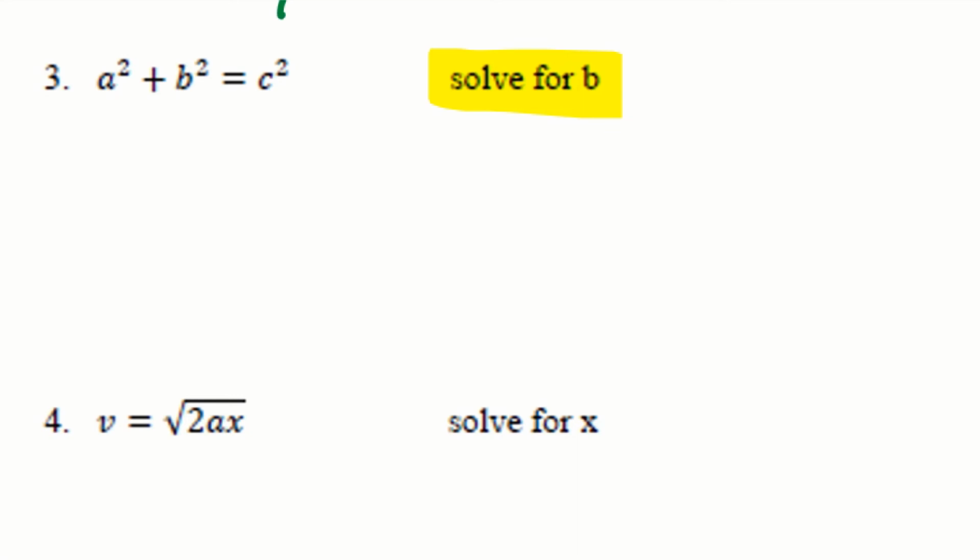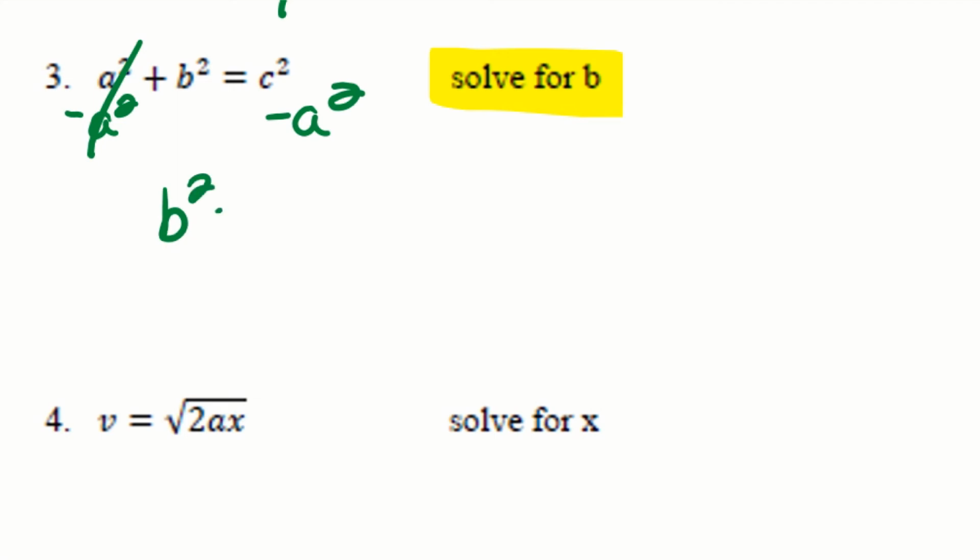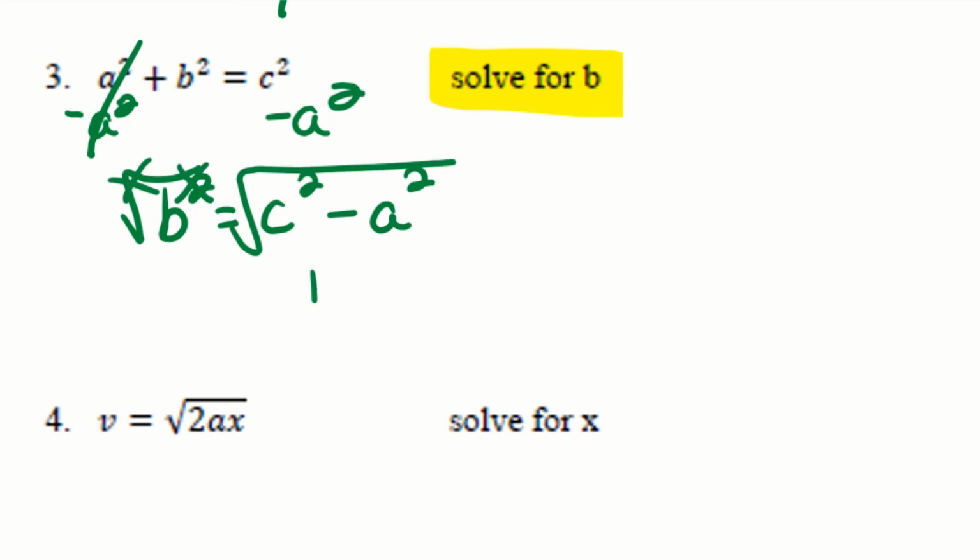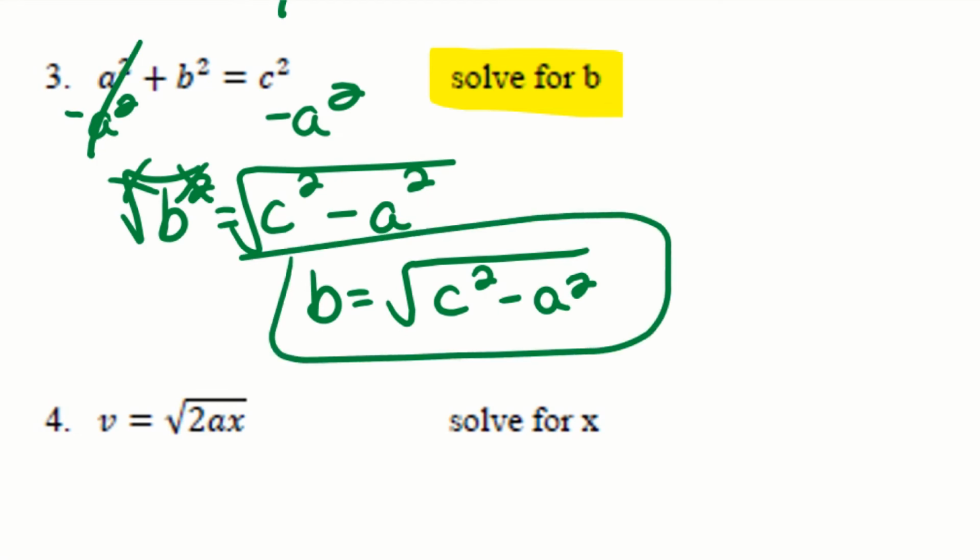Well, b is being added to a squared as well. So the first thing I want to get rid of is a squared. And because it's being added, I can simply subtract on both sides. So that leaves me with b squared equals c squared minus a squared. Well, I want to leave it as b by itself, no squared. So that means I need to do square root on both sides. So that leaves me with b equals square root c squared minus a squared. And that's my answer. Okay, last one.